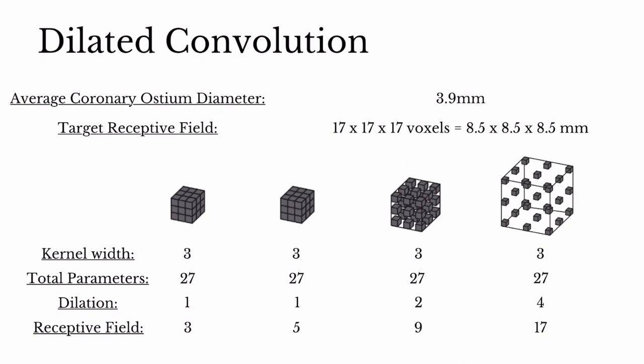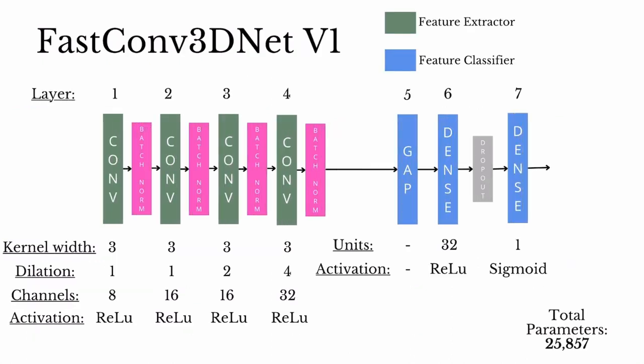Each implementation therefore maintained the stack of 4 dilated convolutions, which allows to grow their receptive field exponentially, while the number of parameters increases linearly. The first model developed was therefore a simple adaptation of the previous one, with a reduced number of filters for each layer and a dense network as the classification head.